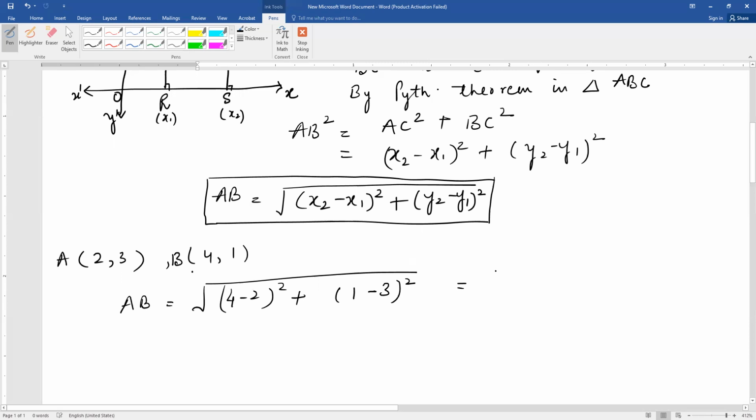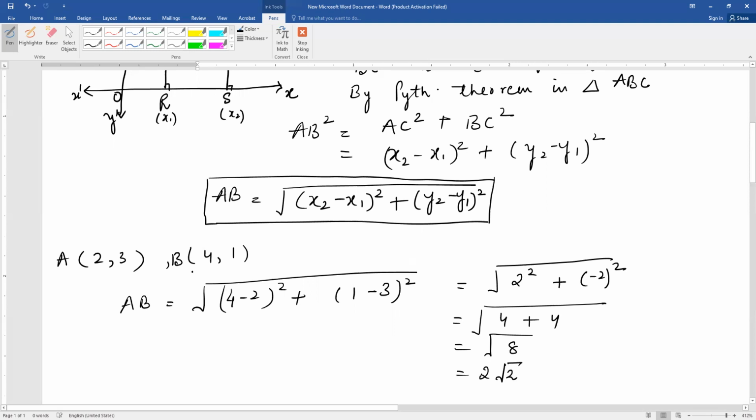What do you get? 4 minus 2 whole square means 2 square, 1 minus 3 means minus 2 whole square. This gives you 4 plus 4, that is 8. And under the root 8 is nothing but 2 root 2. So the distance AB is 2 root 2 units. I hope you might have understood this application of distance formula.